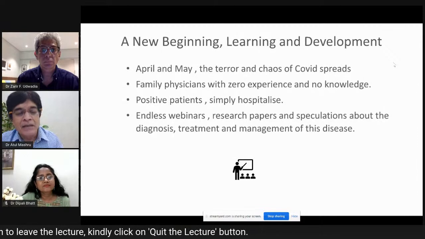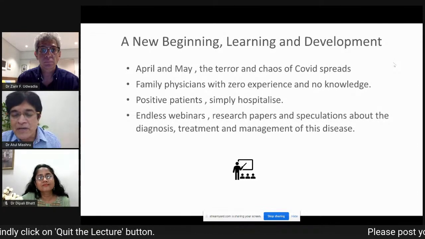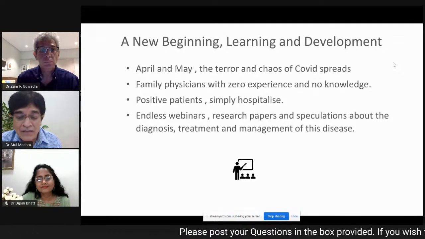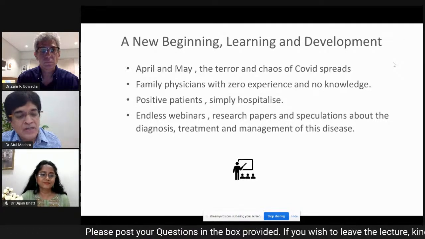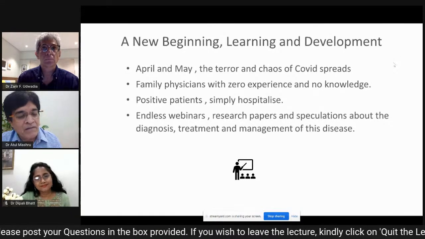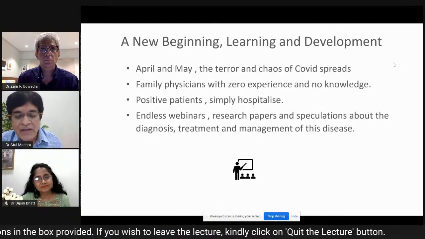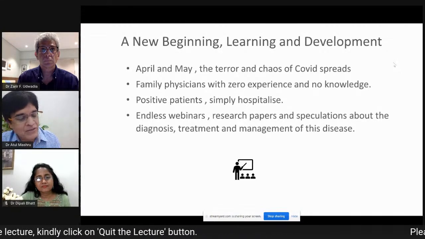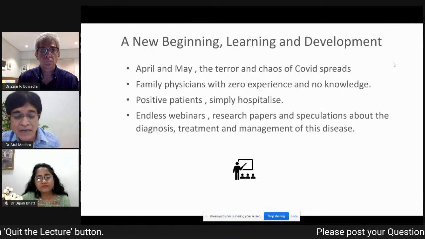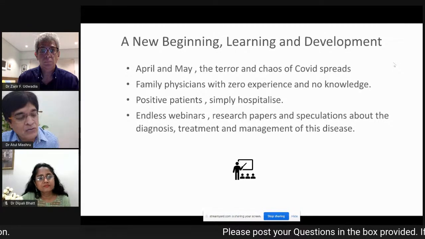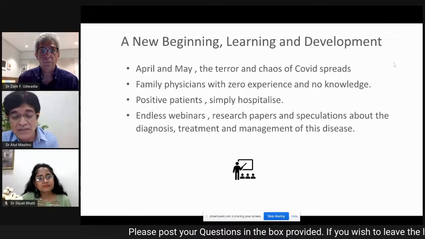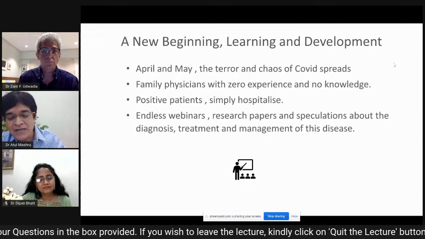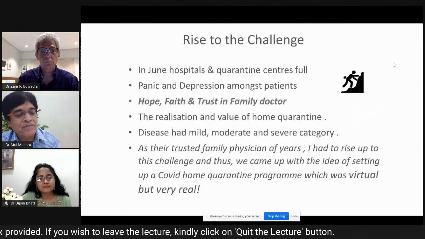In April and May, the terror and chaos of COVID spread across Mumbai, and we were struggling as family physicians with zero experience and no knowledge about this novel virus. Whenever my patients tested positive, they initially insisted on getting hospitalized and we helped them with their admissions. Amidst the endless webinars, articles, and speculations about the diagnosis, treatment, and management of this disease, we slowly, very slowly, inched towards some understanding in managing these patients.